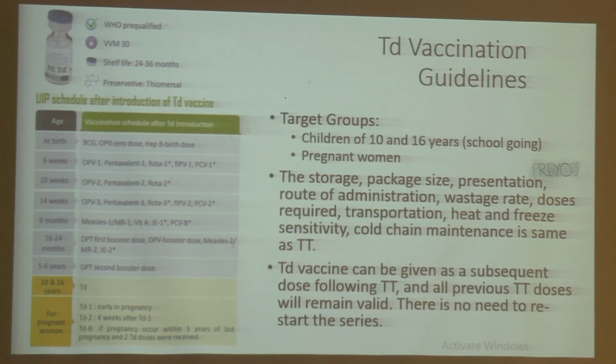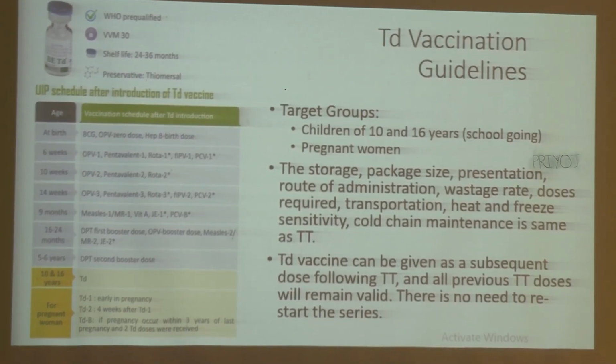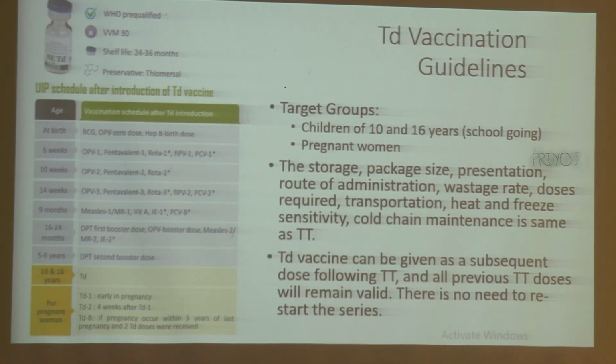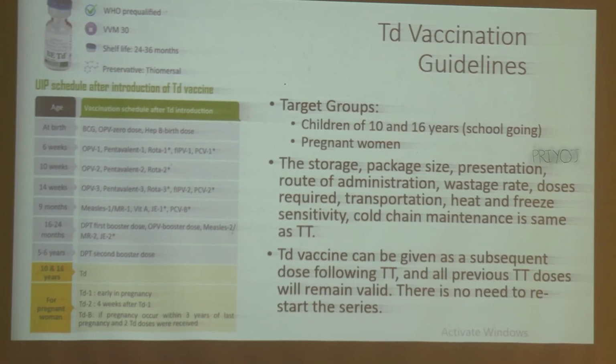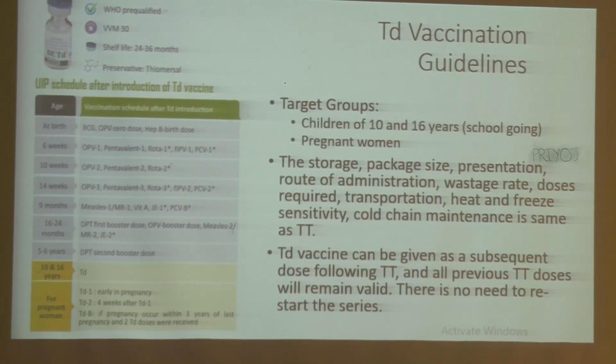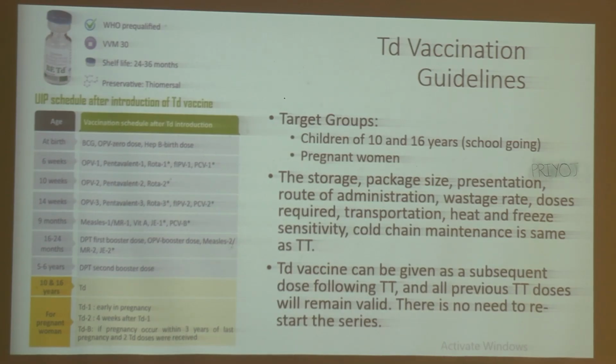If an unvaccinated pregnant woman comes to the OPD or your hospital, what to do? Read in the book. That is your homework. Okay. The storage, packet size, presentation, route of administration, wastage rate, doses required, read these. TD vaccine can be given as a subsequent dose following TT. This is asked in the PGI. Okay. Can we give TD following TT? The answer is yes. And all previous TT doses will remain valid. There is no need to restart the schedule.